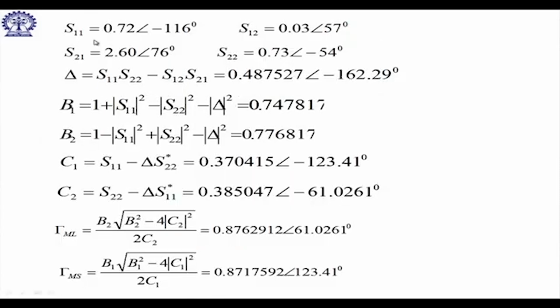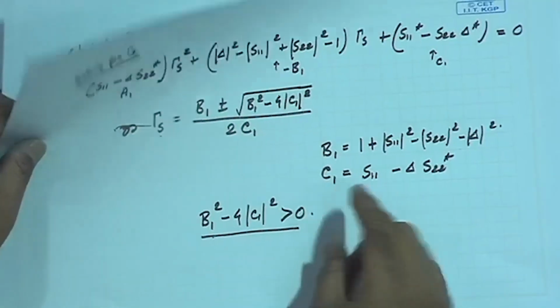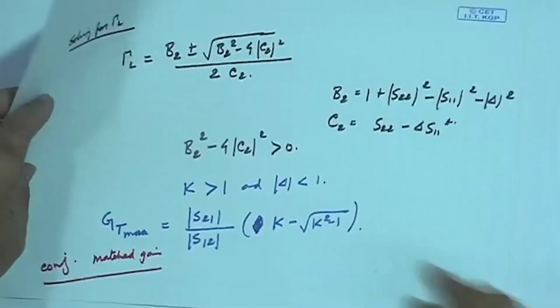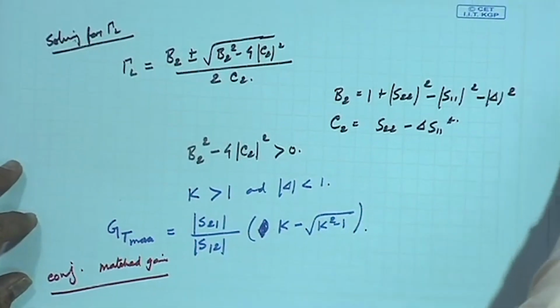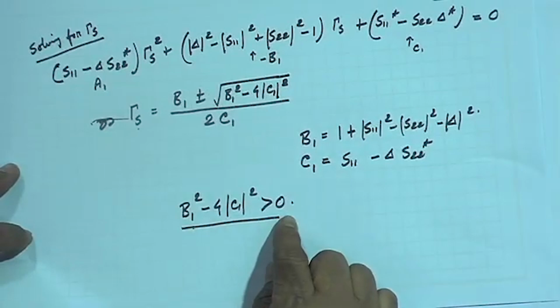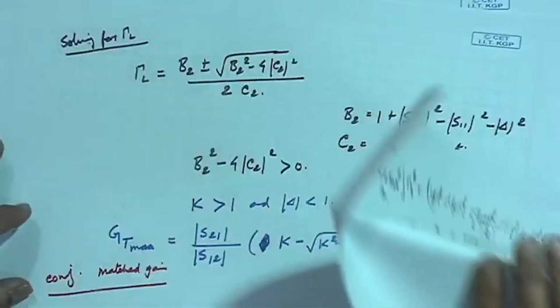So, we see the design. Again we are writing the actual values of S11, delta turns out to be these. Now, as we have seen in the previous case, we will have to find the gamma L and gamma S solutions. So, we will need to calculate B1, C1 for finding gamma S and B2, C2 for finding gamma L, and since Rollett's test is passed, we know that this will be satisfied. So, gamma S and gamma L can be obtained. You see we are doing that.